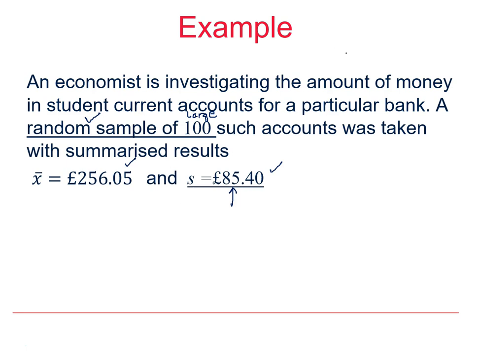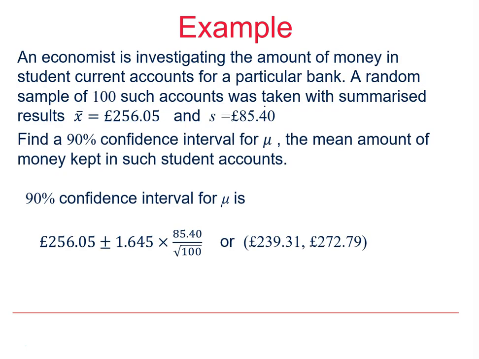But also notice that we don't know anything about the distribution of the original population, the amounts of money being spent, but actually that doesn't matter because the central limit theorem will tell us that X bar will be normally distributed anyway. So having established all of those facts, now all we need to worry about is the fact that we want a 90% confidence interval.